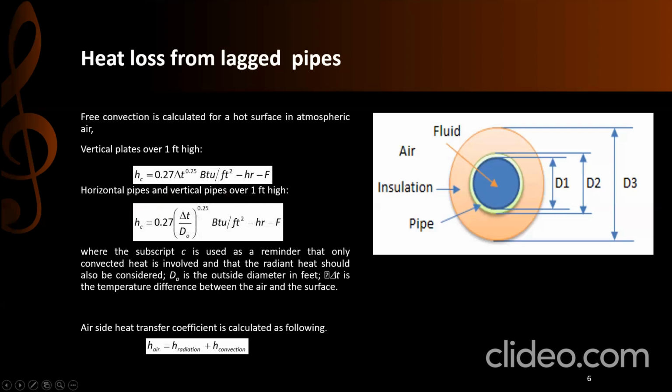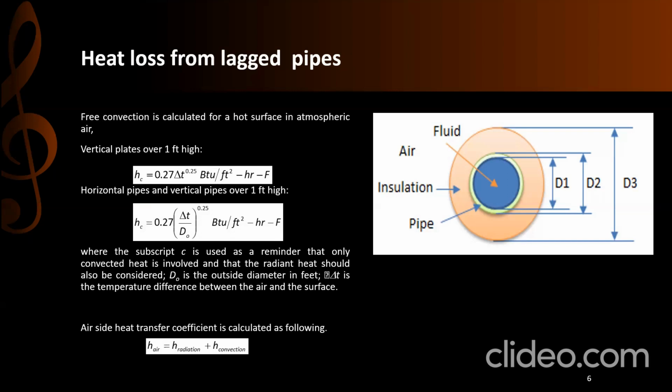O walang blower. So, basta walang blower, dito yung mag-depend ka sa speed. Kung masyadong mabilis, ibig sabihin nun, may blower siya. So, vertical phase over 1 foot high, S sub C is equal to 0.27 times delta T is 0.25 BTU per square foot, that's our loss of Fahrenheit.